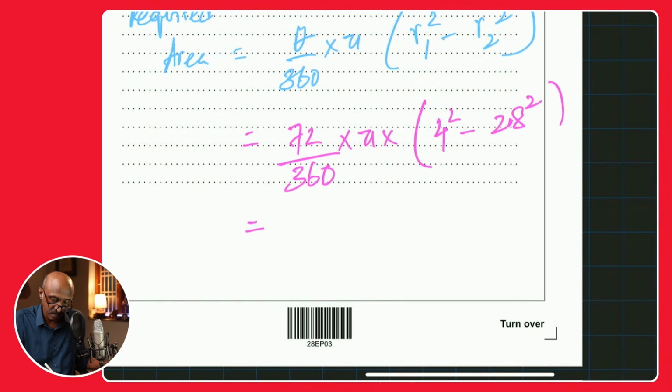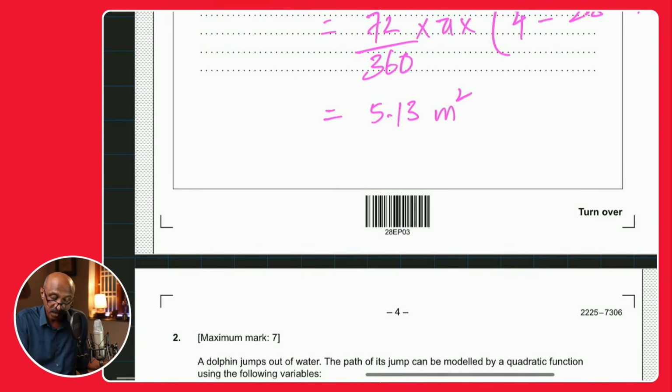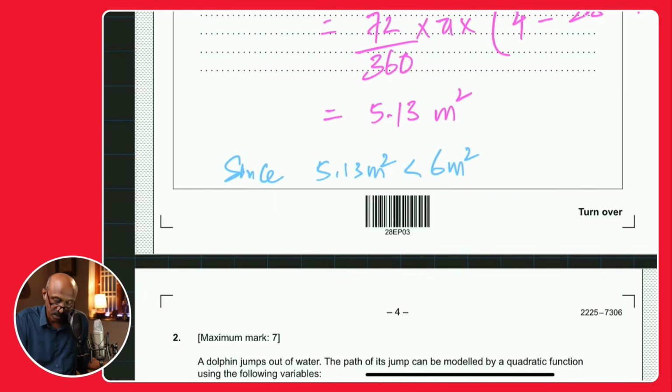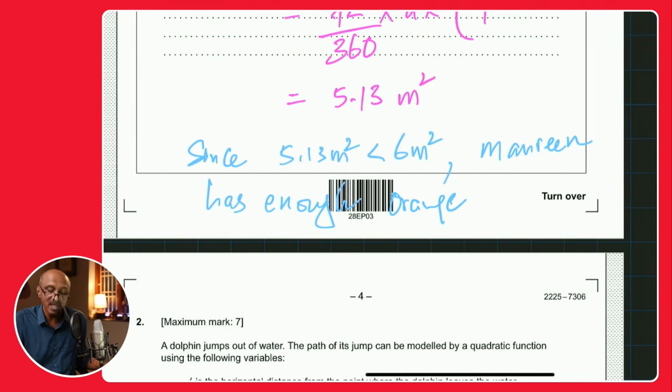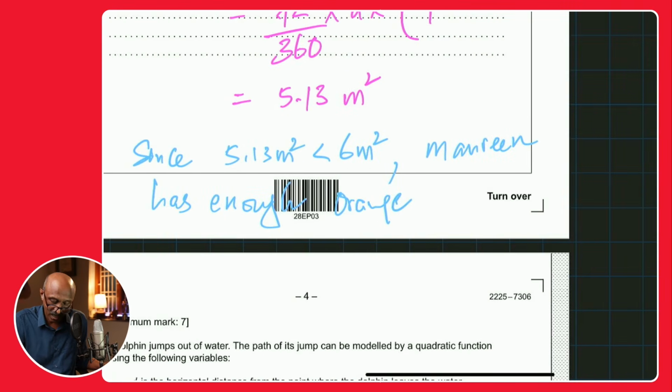Since it's area, make sure you write down the units. Then you can write down the justification. You can say since 5.13 meters square is clearly less than 6 meters square, Maureen has enough orange dye to cover the shaded region. I hope it's clearly visible, or in some ways visible, because I'm going over that barcode.